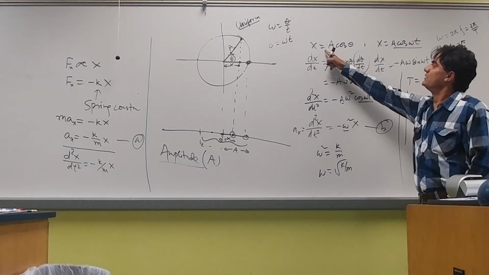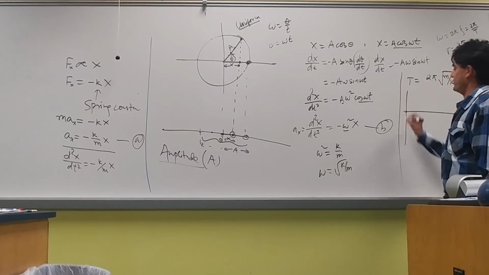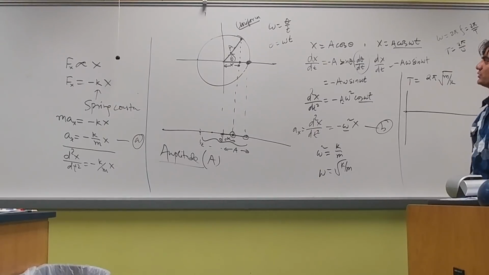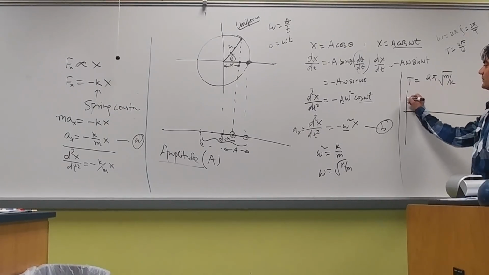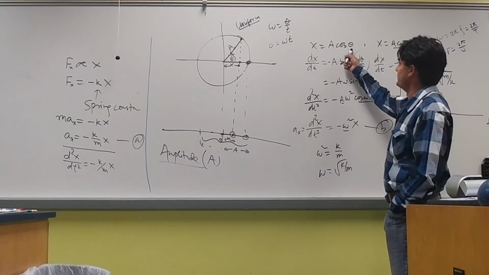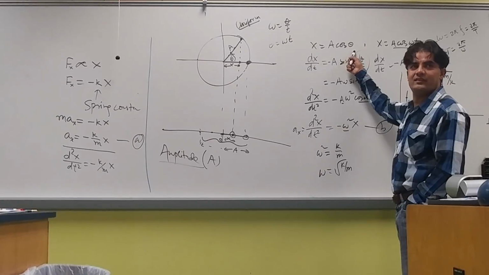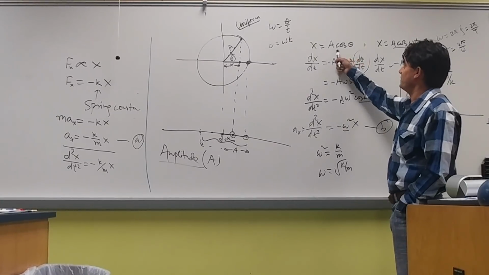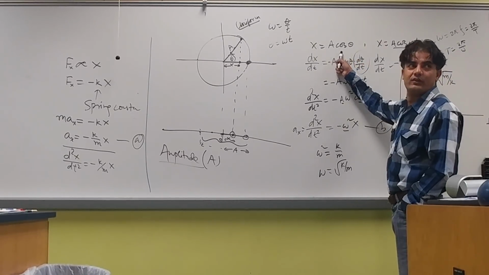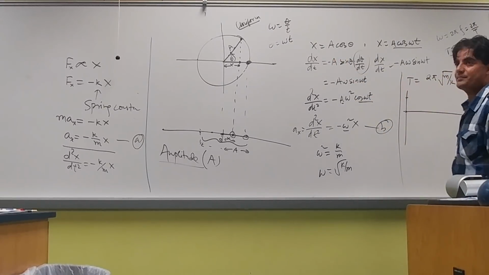If I want to plot this at time 0, what will be my displacement? It will be A, right? At time 0, omega t is 0, so cosine is 1, maximum. A, it will be here.